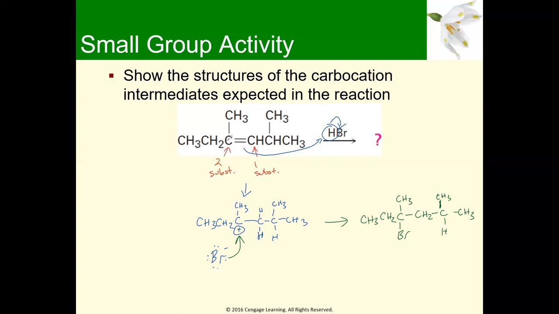So because this carbon is more substituted, it's going to be the carbocation. And that means that the hydrogen gets added to the less substituted carbon. So that's where the hydrogen goes. It goes here, and then the carbocation is on the more substituted one. And so then the bromide, which is the nucleophile in step 2, reacts with the carbocation. And so the bromine ends up here on that tertiary carbocation, and that's your product.